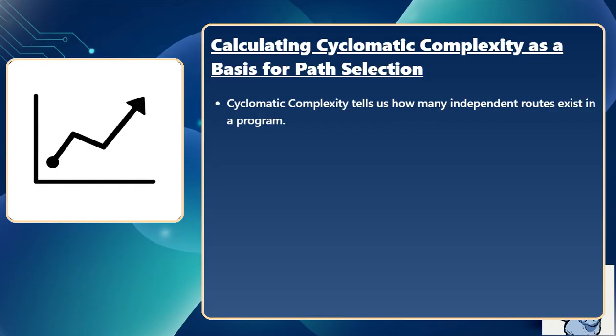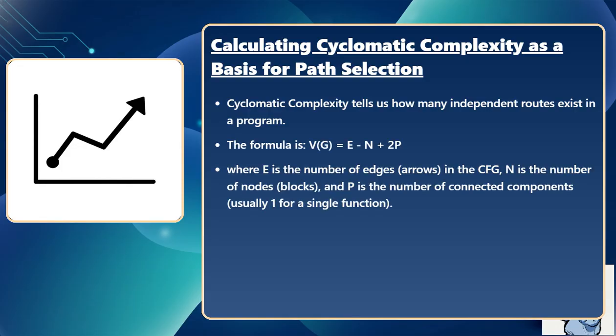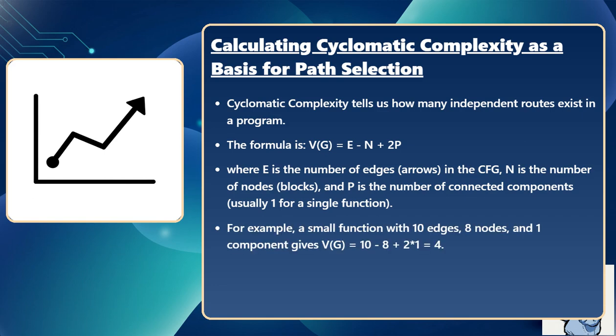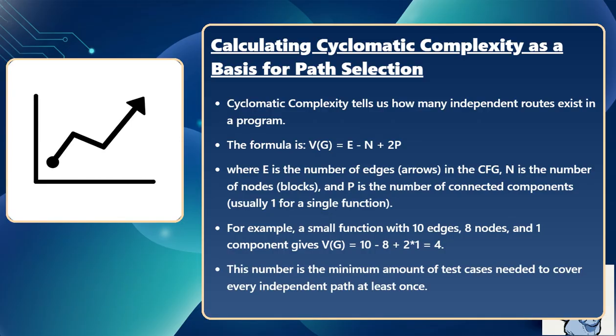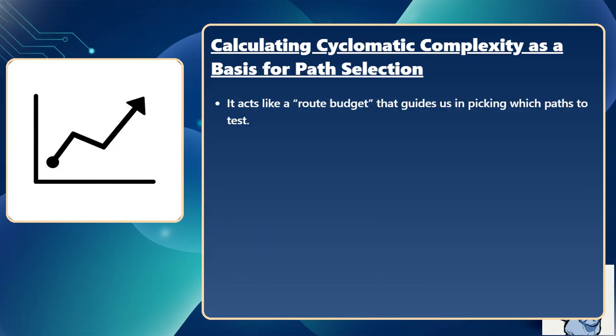Cyclomatic complexity tells us how many independent routes exist in a program. V(G) equals E minus N plus 2P, where E is the number of edges, which are arrows in the control flow graph, N is the number of nodes, which are blocks, and P is the number of connected components, usually one for a single function. For example, a small function with 10 edges, 8 nodes, and one component gives V(G) equals 10 minus 8 plus 2 times 1 equals 4. This number is the minimum number of test cases needed to cover every independent path at least once. It acts like a route budget that guides us in picking which paths to test.